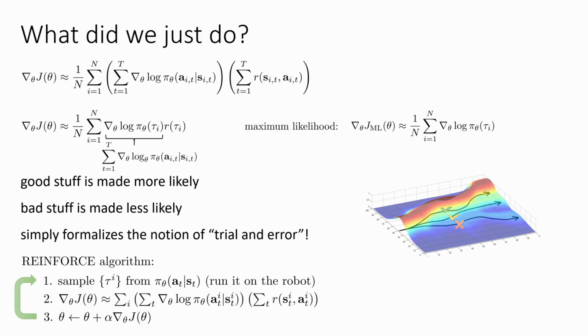This is essentially just a very fancy mathematical version to formalize trial and error learning. If you got it right, do it more often. If you got it wrong, do it less often. So this is basically the intuition behind this method. Any questions about this?